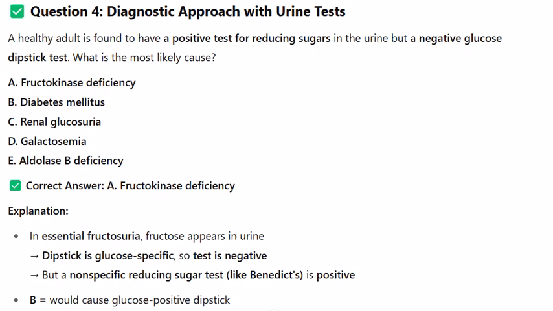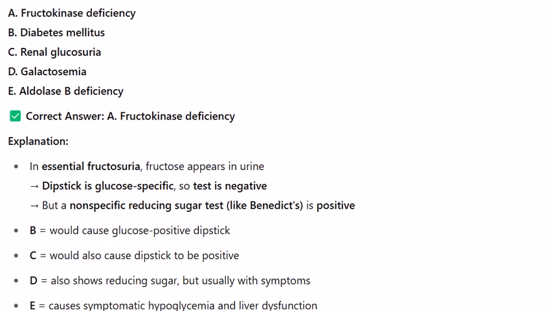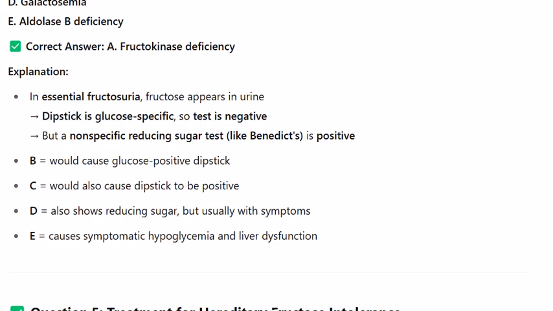Fructokinase deficiency. Explanation. In essential fructosuria, fructose appears in urine. The dipstick is glucose-specific, so the test is negative, but a nonspecific reducing sugar test, like Benedict's, is positive. B would cause a glucose-positive dipstick. C would also cause the dipstick to be positive. D also shows reducing sugar, but usually with symptoms. E causes symptomatic hypoglycemia and liver dysfunction.